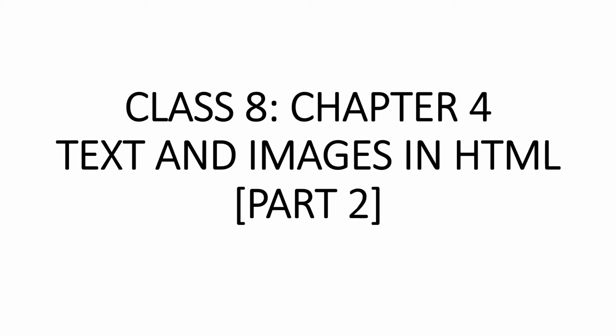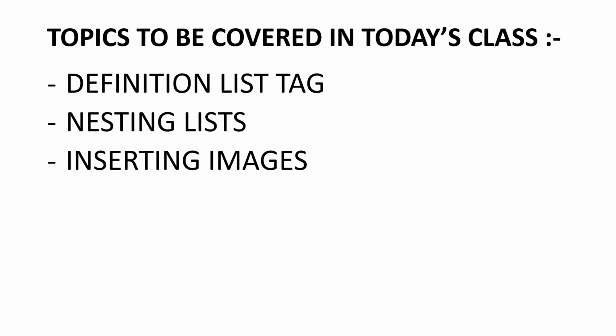Today we will study the remaining concepts in chapter number 4, that is text and images in HTML. In last class we have studied how to create the list, and also we have studied about font tags. In creating the list we have studied three types: list item, the unordered list and ordered list. Now today we will study a few more concepts in this chapter. The topics that we will be covering in today's class are definition list tag, nesting list, and inserting images.